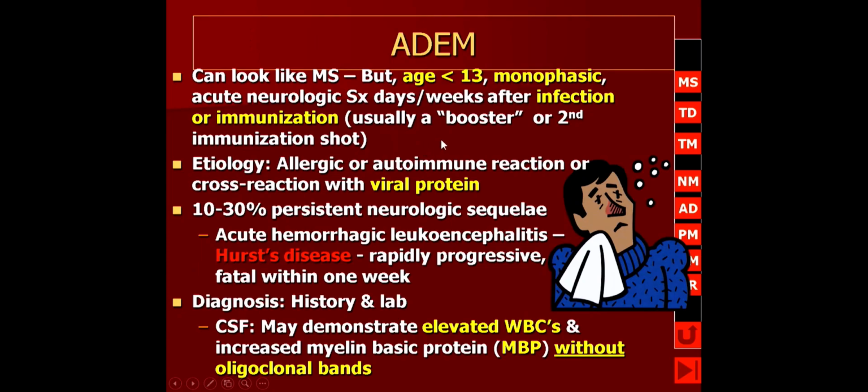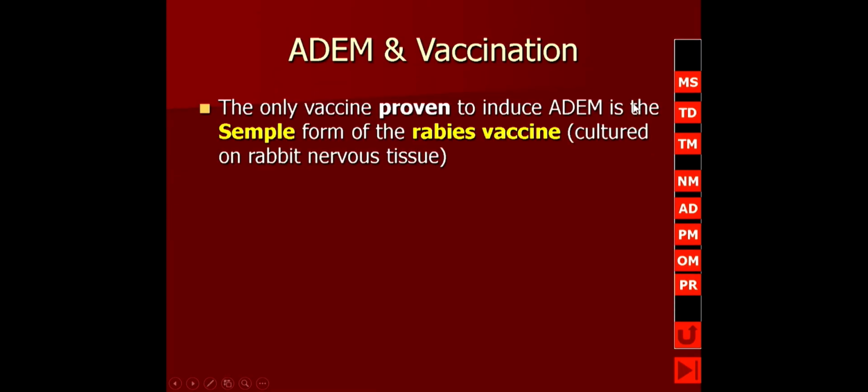This is a disease of children. There is almost always an immune inciting event, which may be an upper respiratory infection, it may be a gastrointestinal infection, it may be the booster shot or second immunization that they get. And so something is causing the patient to have a reaction to their own myelin. There's a variety of different explanations for that.